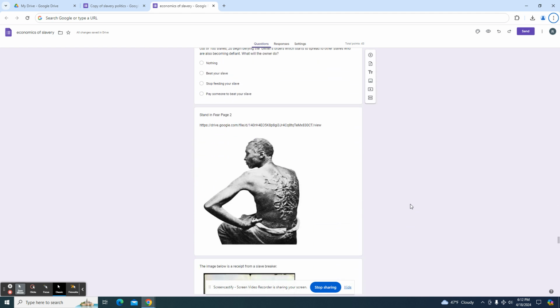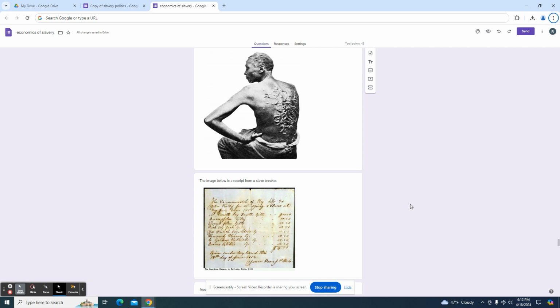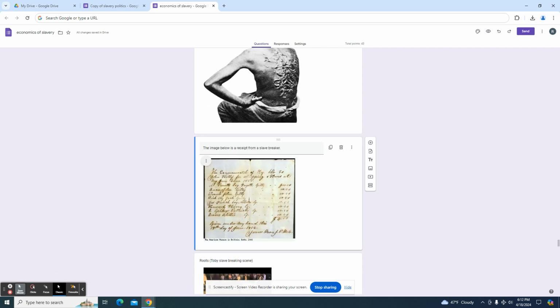Slave breaking. We then transition to slave breaking. Sometimes I show the image from the scene from Roots. This image right here I wind up getting from a Civil War book, and sadly it is an image of a slave breaking service that is coming down to beat the slaves that are here.